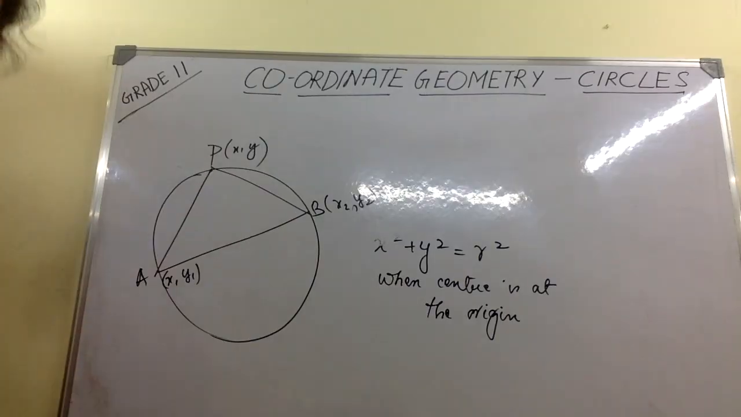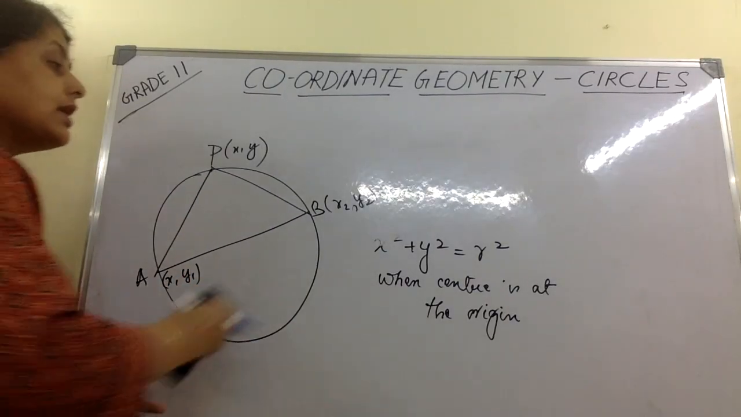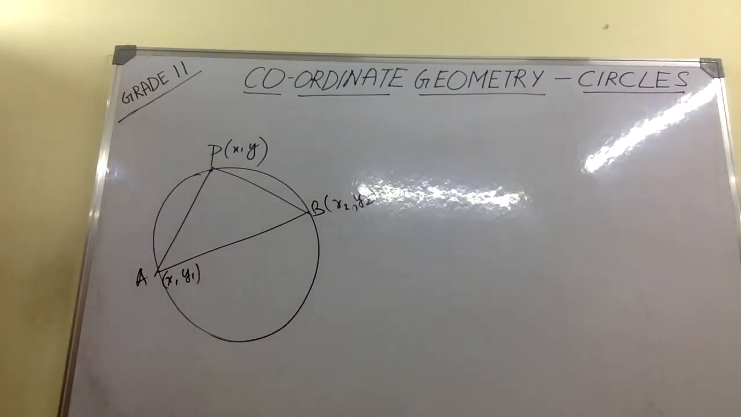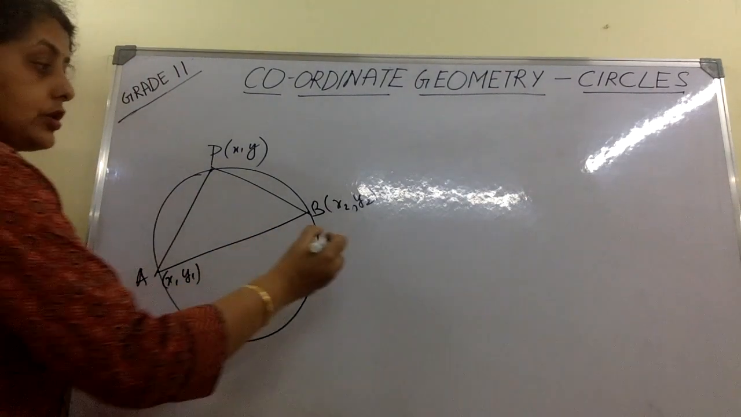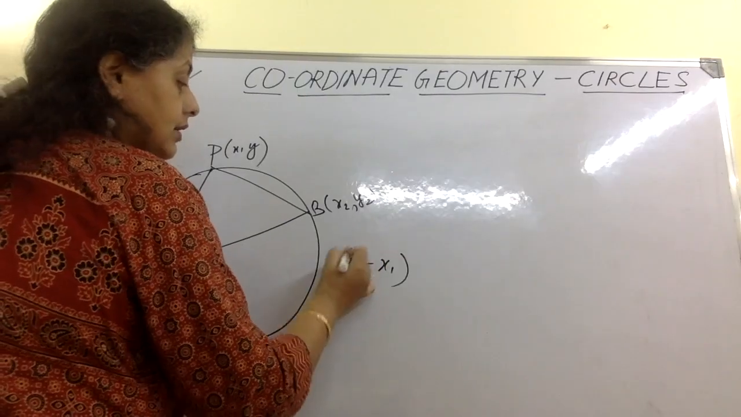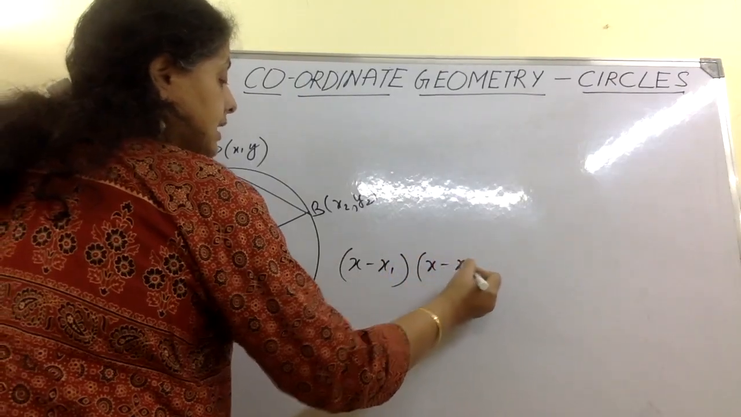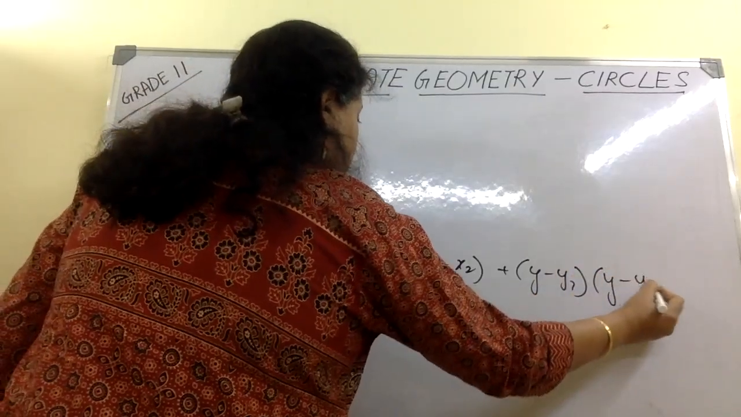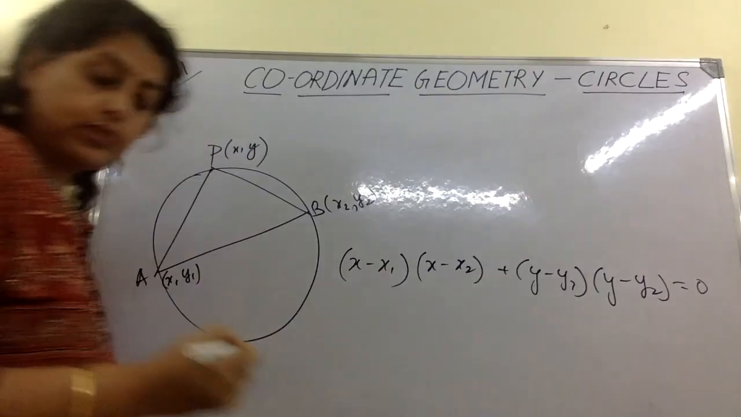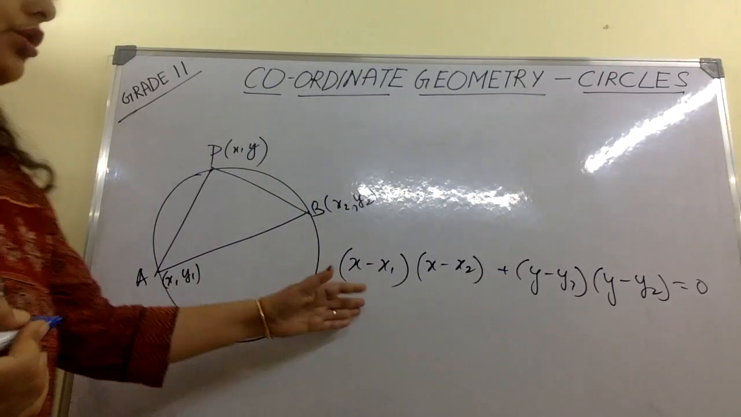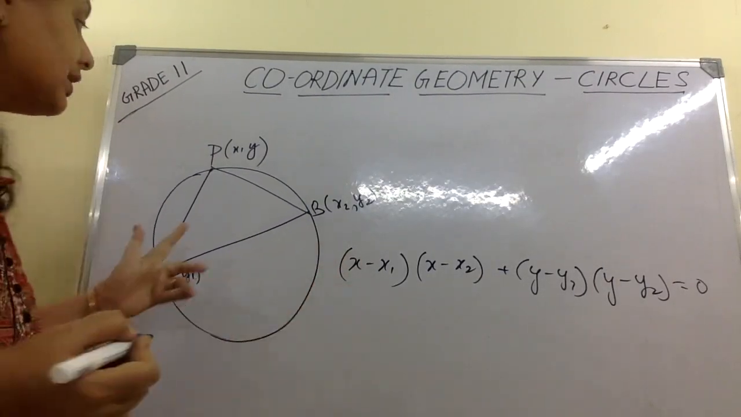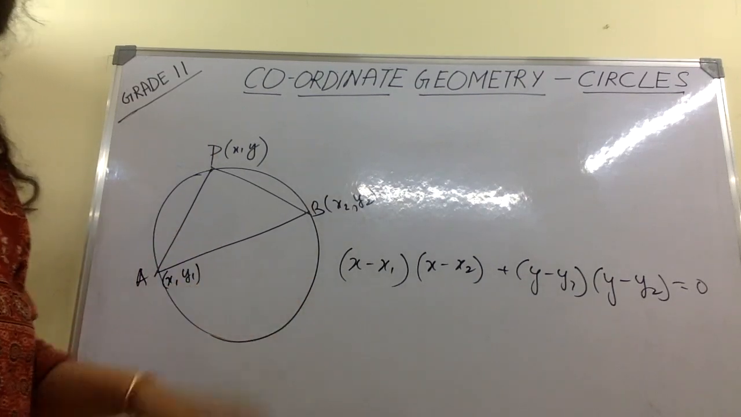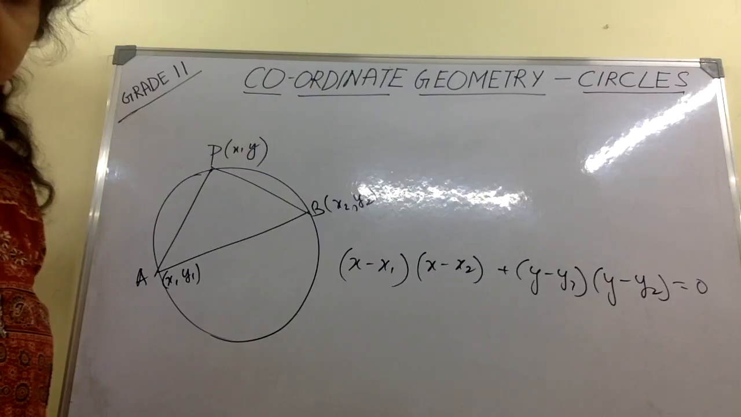In that case, if you are given the two endpoints of the diameter, how will you find the equation of the circle? (x − x1)(x − x2) + (y − y1)(y − y2) = 0. So that becomes your equation of the circle when the two endpoints of the diameter have been provided to you. We'll see sums on these now.